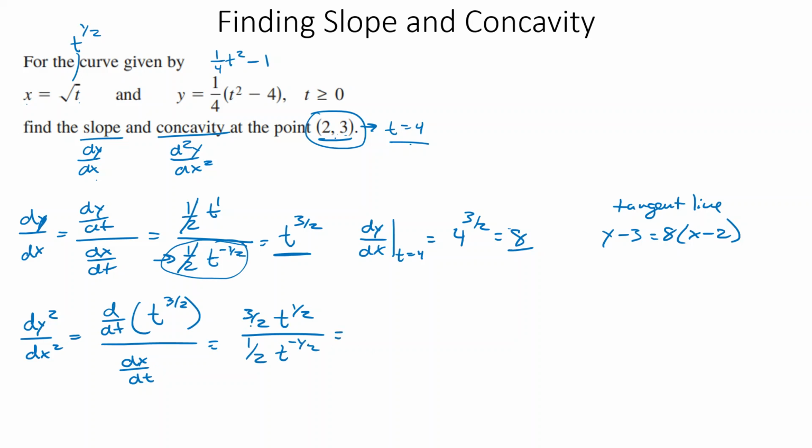All right, so 3/2 divided by 1/2 is going to give us 3. t to the 1/2 divided by t to the negative 1/2 is going to give us t to the first. All right, so there's our second derivative right there with respect to t.